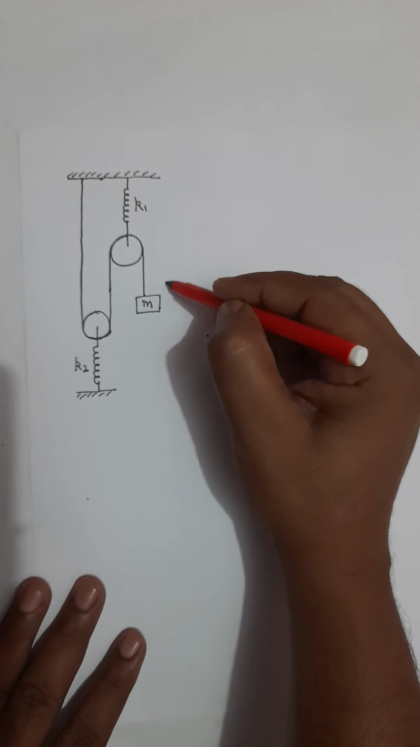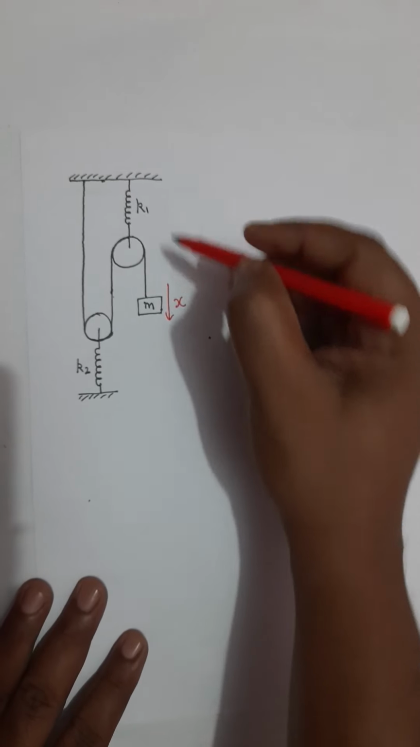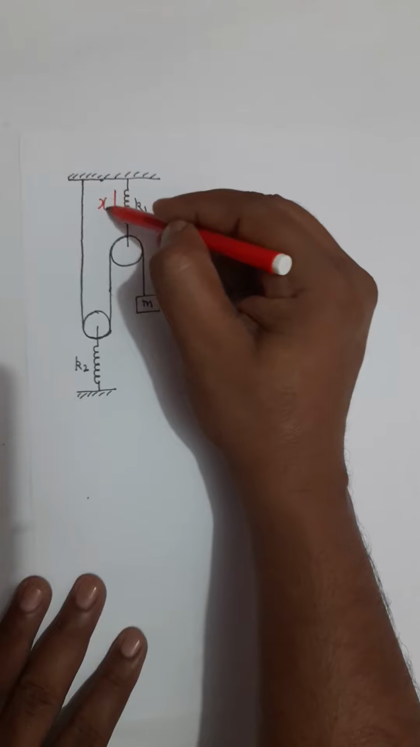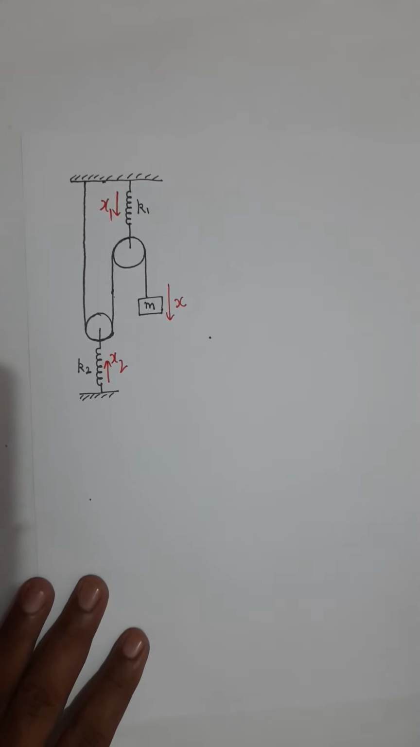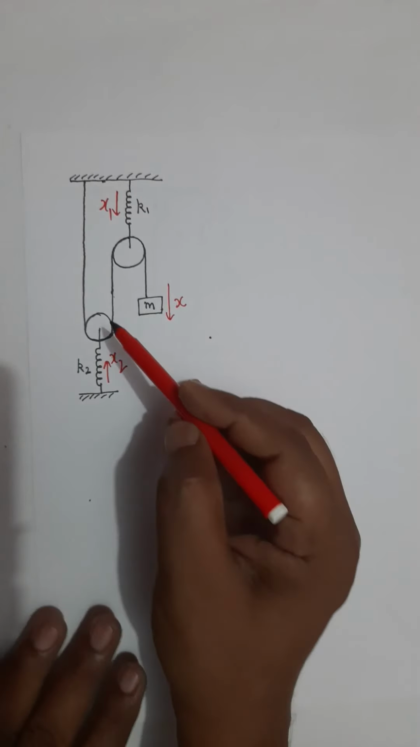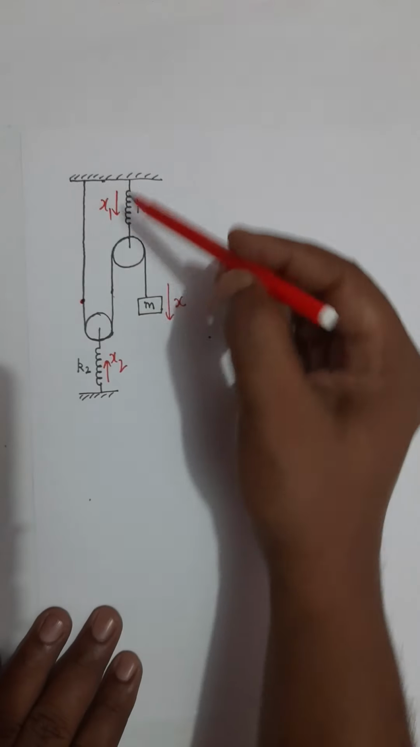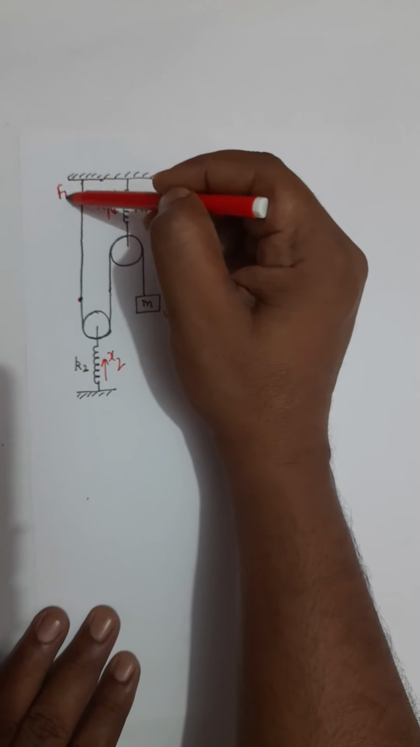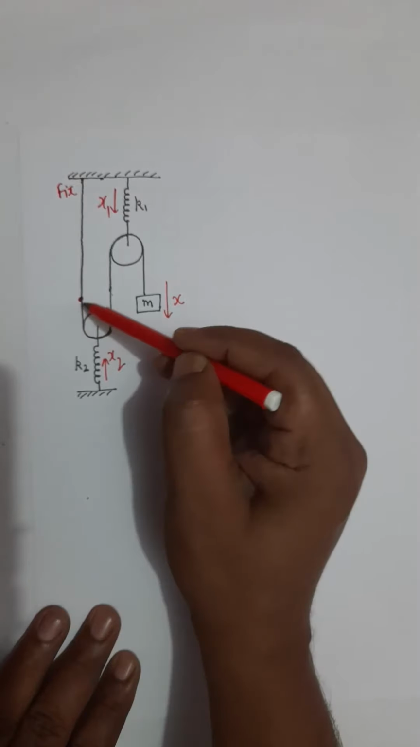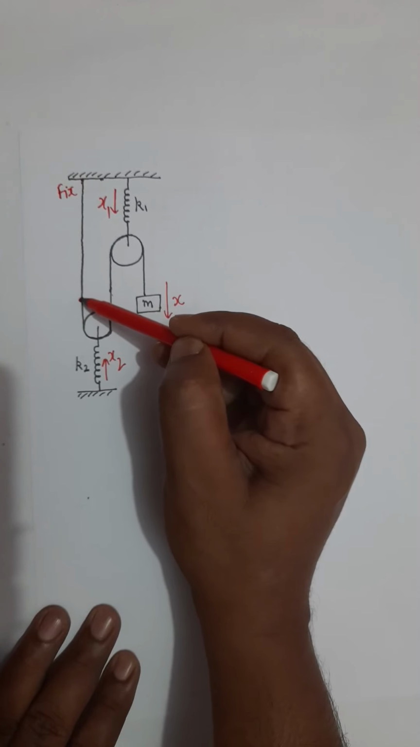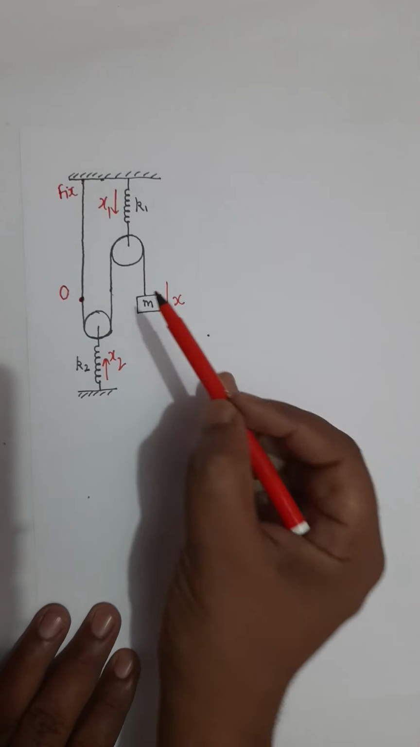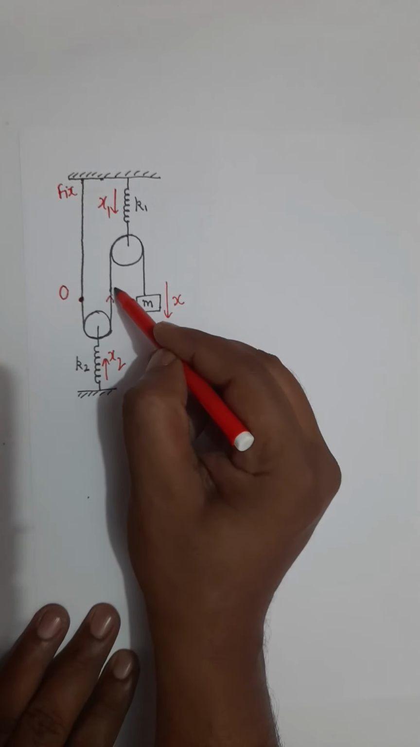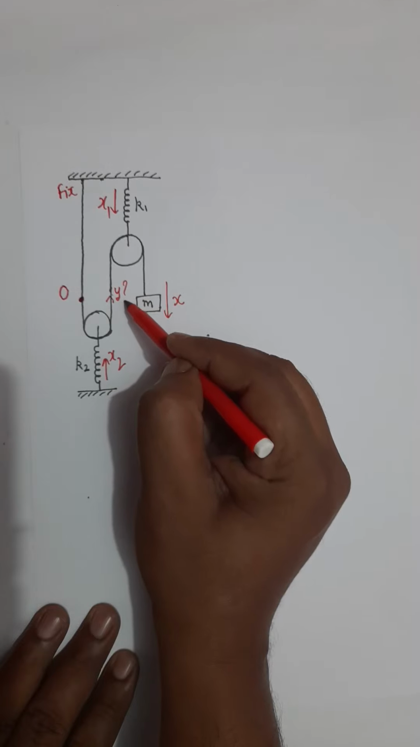Same process I will follow again, like mass m goes down by x, spring 1 elongates by x1, spring 2 elongates by x2. I will write the constraint equations now. Notice this side of a string will not move because it is fixed to the upper side. Since it is fixed at the topmost point, this point will be stationary or a fixed point, so it will have a zero displacement. And if this string goes up by suppose that distance y, this y is my assumption.